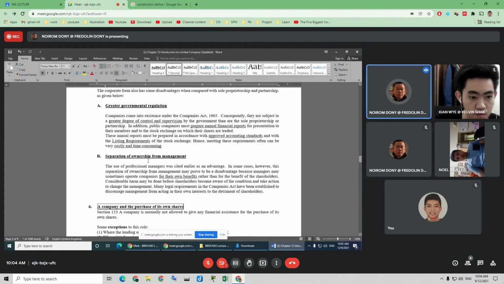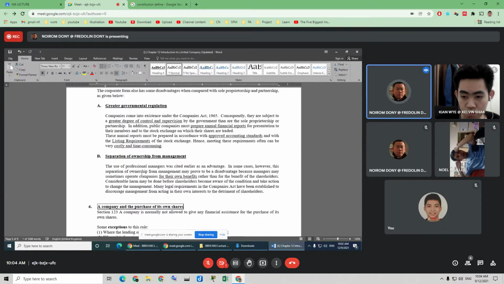Second one, separation of ownership from management. Just now it was an advantage, but separation of ownership from management is disadvantage also. Okay, the use of professional managers was cited earlier as an advantage. In some cases, however, this separation of ownership from management may prove to be a disadvantage because managers may sometimes operate companies for their own benefit.